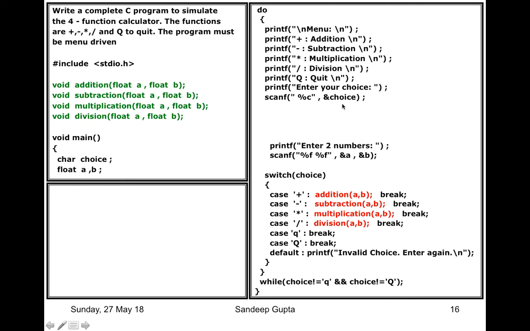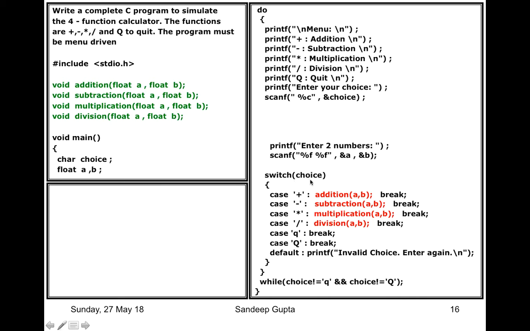Now once the user has entered his choice, we will ask the user to enter two numbers, and we will store the two numbers in a and b. A and b are of data type float. That's why we wrote %f over here. Now after that we start with a switch and we write choice over here.